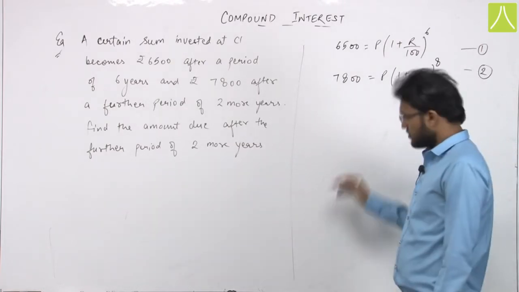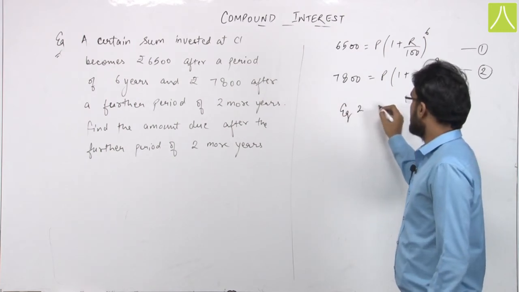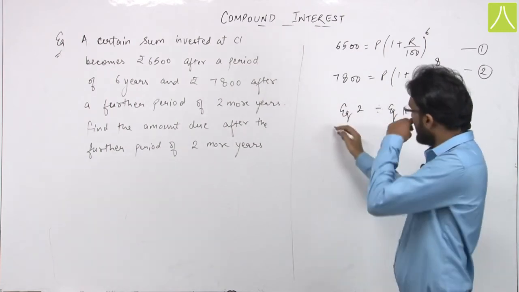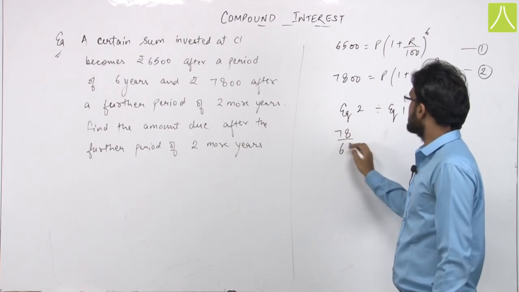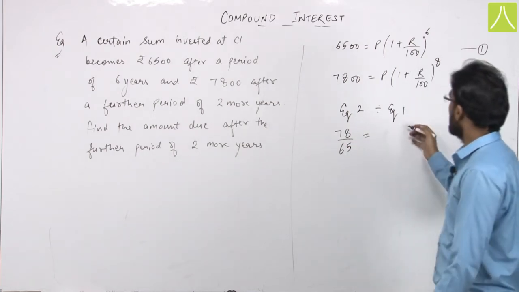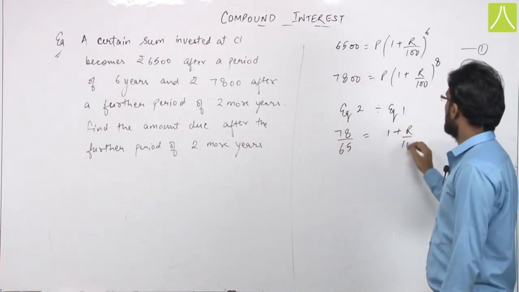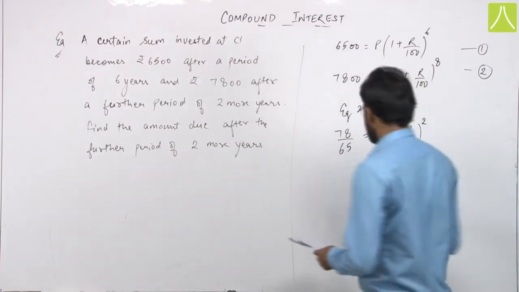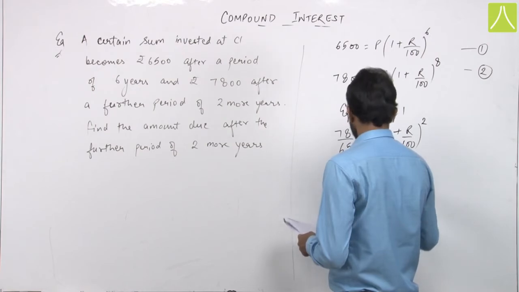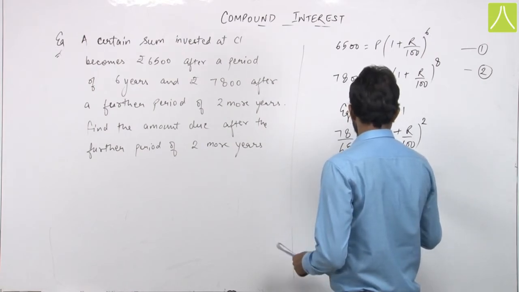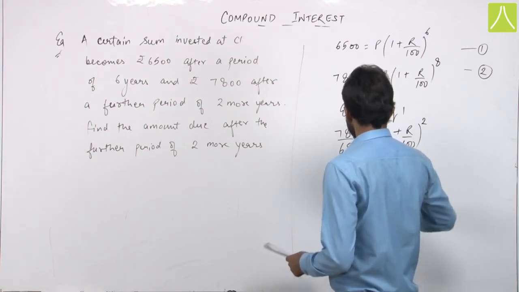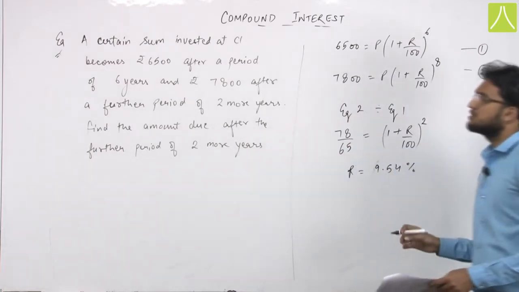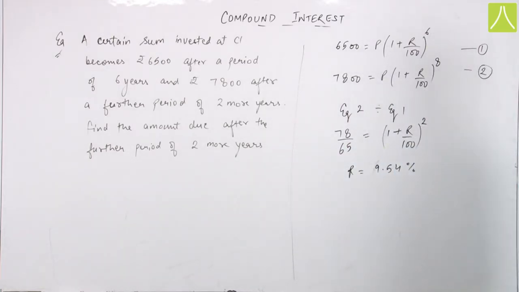When we divide equation 2 by equation 1, 78 divided by 65 becomes 1 plus r upon 100, to the power 8 minus 6, that is 2. Solving this equation, you get the rate as 9.54%. Hence the rate at which this amount is being invested is 9.54%. We have to find the amount due after a further period of 2 more years.